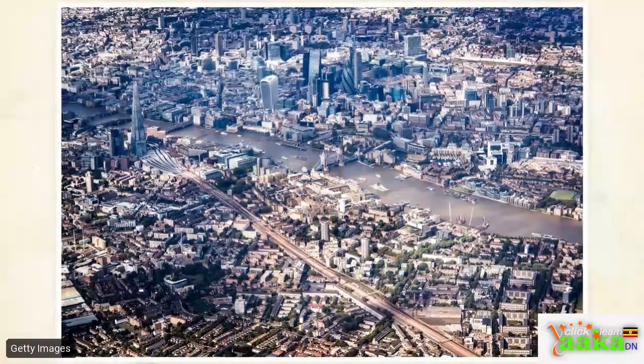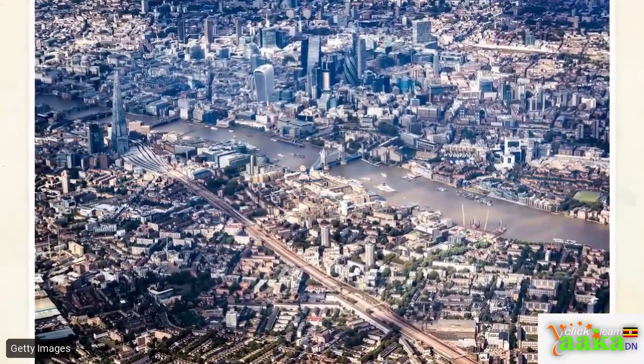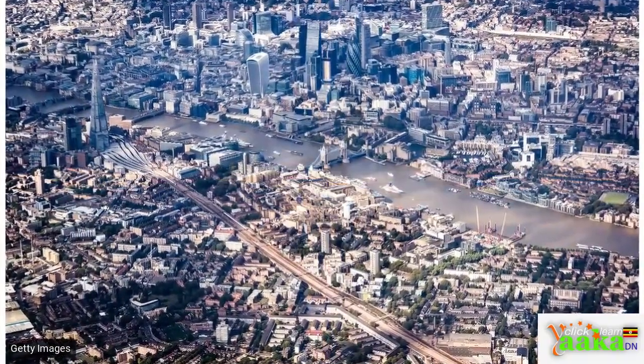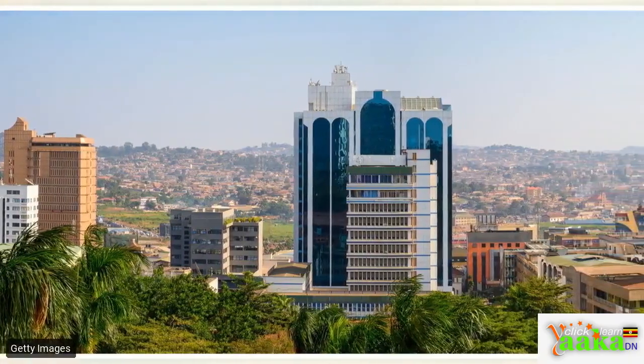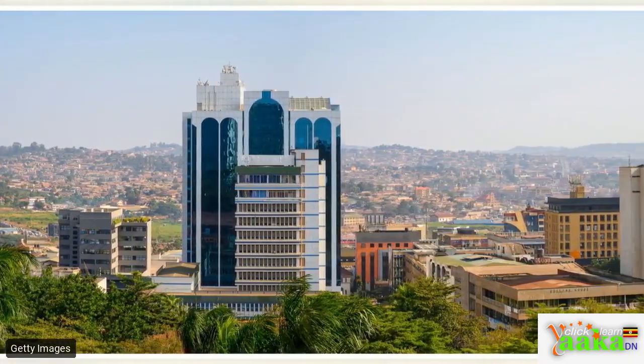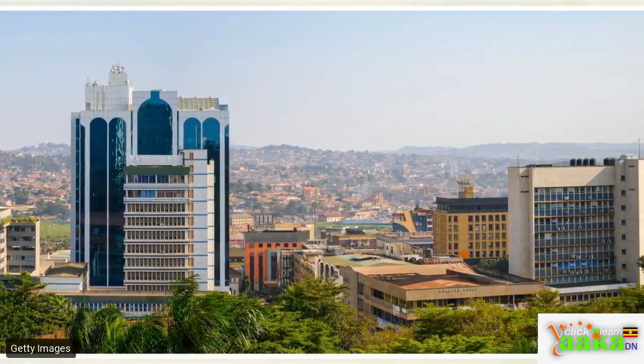Take a look at this aerial view of London. If a live event, like a major football match, is happening right there in the city, how can the video reach a living room all the way in Africa? Specifically, how does it arrive instantly on a television screen down here, in the bustling center of Kampala, Uganda?